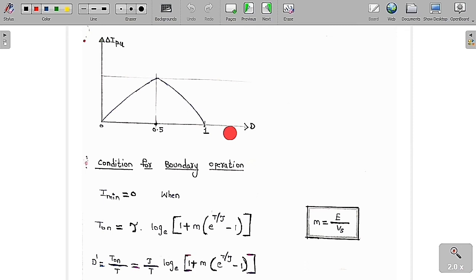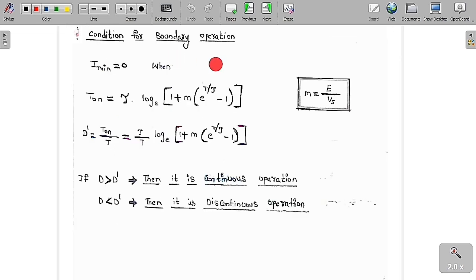As you increase d slowly from 0 to 0.5, the delta I per unit is also going to increase. But at d is equal to 0.5, you are going to get the maximum value of the ripple current. If you increase d further above 0.5, the delta I per unit is going to decrease. It indicates that delta I increases from 0 to 0.5 and after that it decreases. So at 0.5 it is going to have the maximum ripple in the output current. So maximum ripple in the output current is possible when d is equal to 0.5.